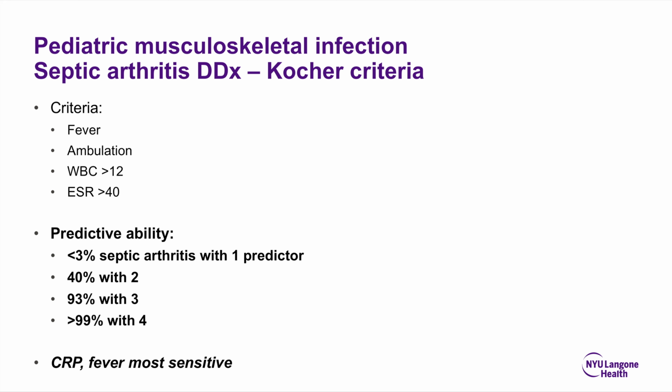So if only one of these criteria is present, the risk of septic arthritis being present is less than 3%. When 2 of the predictors are present, this goes up to 40%. With 3, it goes up to 93%, and with 4, 99%. And that said, it's actually the CRP and fever are the most sensitive predictors of a child having septic arthritis.